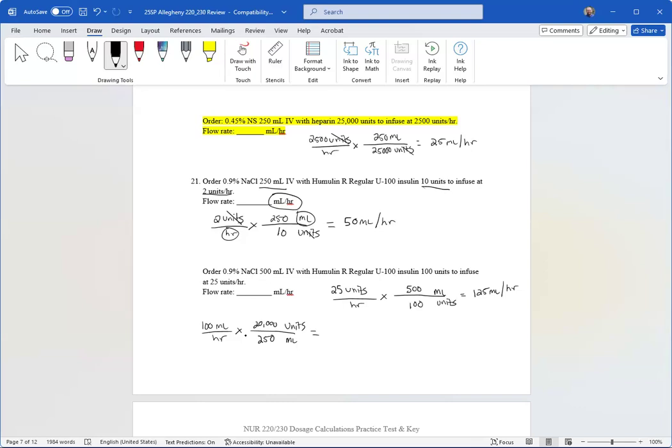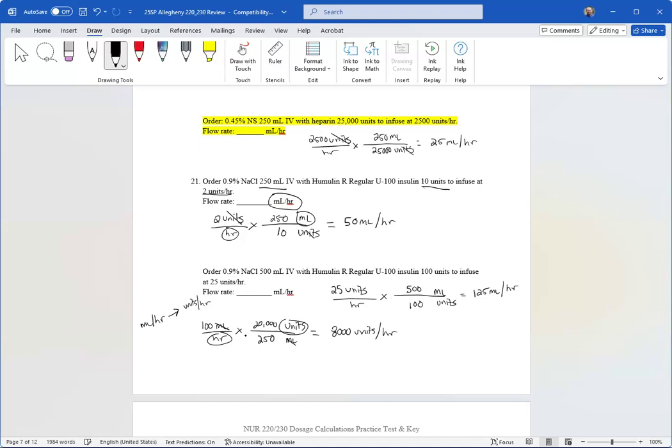And then I would just do that calculation, and I would get 100 times 20,000 divided by 250. And then what we are doing here is we're eliminating milliliters this time. We'll be left with units per hour. And then we would get 8,000 units per hour. This is if they asked you to go from ml per hour to units per hour.